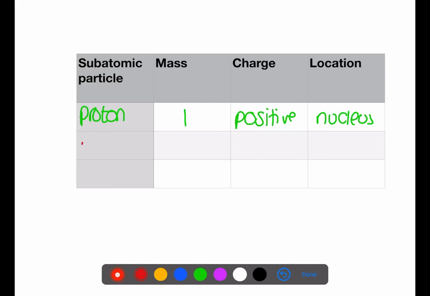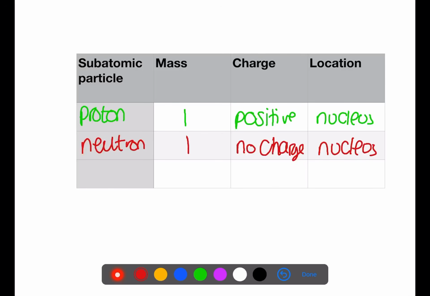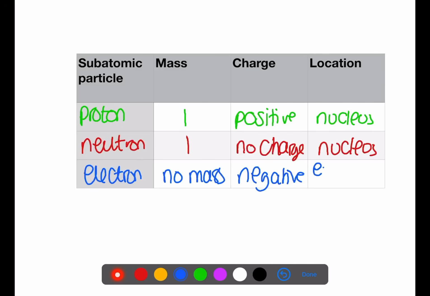Our second subatomic particle is the neutron. Neutrons also have a mass of 1 atomic mass unit. They have no charge and are also found in the nucleus. And the last subatomic particle is the electron. This has no mass in comparison to a proton or a neutron. It has a negative charge and is found in energy shells around the nucleus.